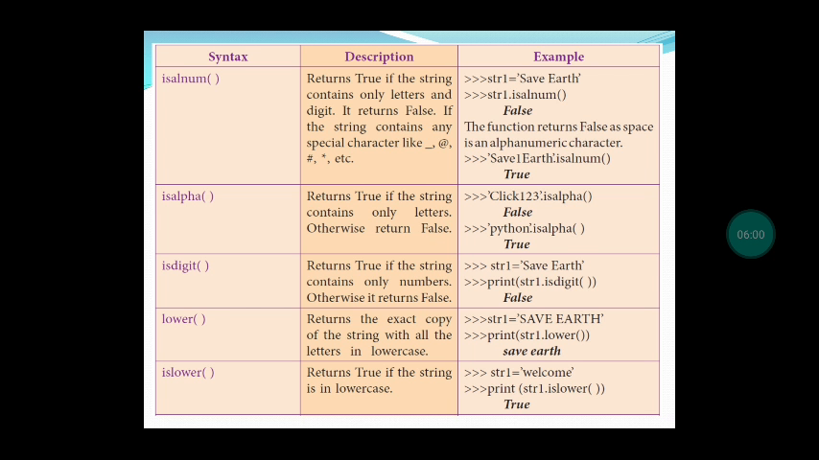Next function, lower. Whatever string you give in capital letters, the lower function immediately changes that string into small letters, that is, lowercase. We have given "SAVE EARTH" in capital letters, so we get the answer "save earth" in lowercase. Next is islower. It checks whether the given string is in lowercase or uppercase. If it is in lowercase, it returns true; if it is not, it returns false. See the example for islower. "welcome": all the letters are small letters, that is lowercase, so it returns the output true.